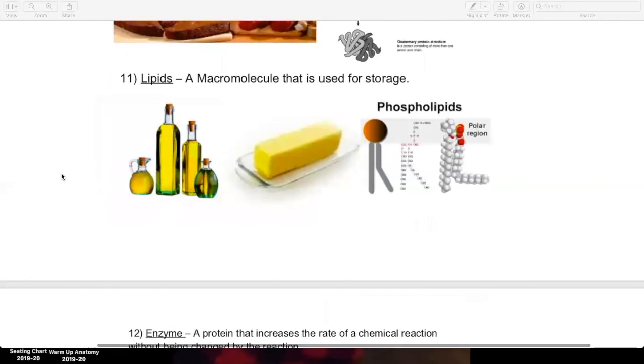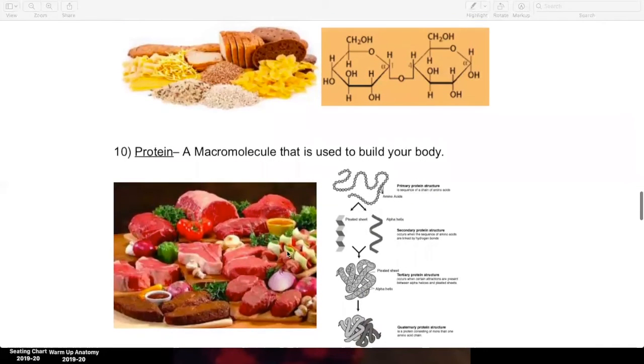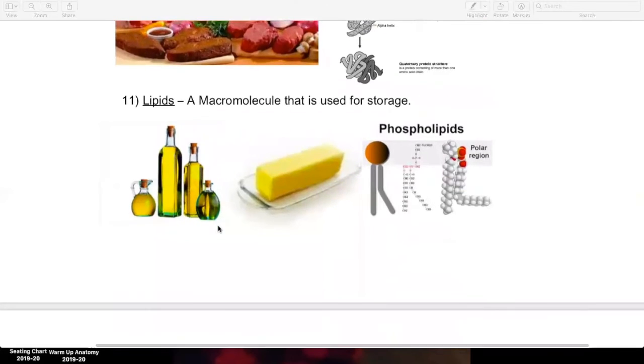And then lipids, the macromolecule that is used for storage. This is what your fat is made out of. I said your fat is storing extra carbs. If you eat a lot of carbohydrates and you eat a lot of proteins and you don't need that much, you're going to end up storing it in your lipids. And that's how you build up your fat molecules.